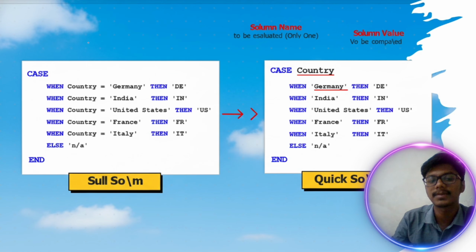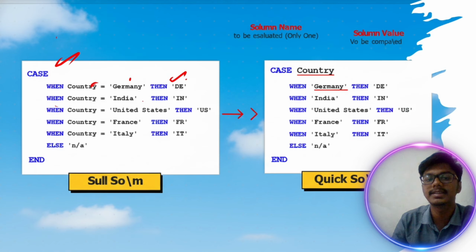Here also, as the previous example itself told, CASE WHEN country is equal to Germany, then we can print it as DE. When the country is equal to India, I just want to print it as IN. When the country is equal to United States, then I just want to print it as US. When the country is equal to France, I want to print it as FR, right? When the country is equal to Italy, I want to print it out as IT. Else, the condition is nothing, and END, I just want to end it. This is the full form, right?